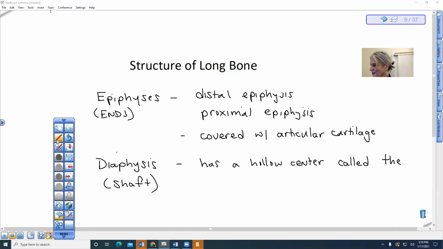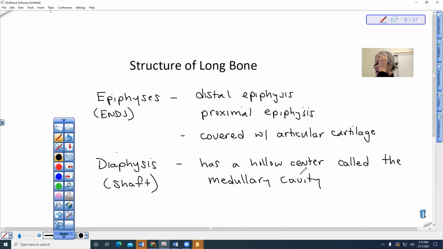Okay. So the medullary cavity. This space could be filled with red bone marrow, or it could also be filled with yellow bone marrow. So we talked about the difference between those two different types of bone marrow.